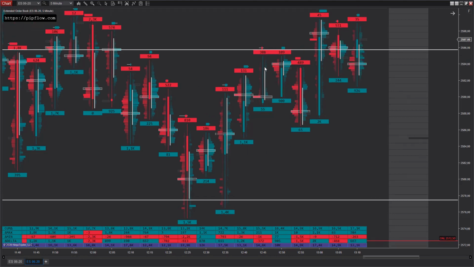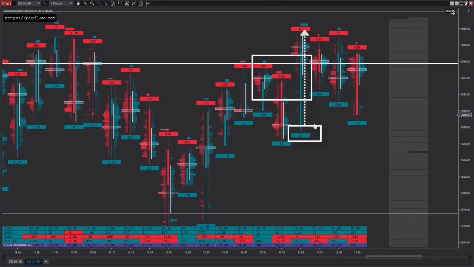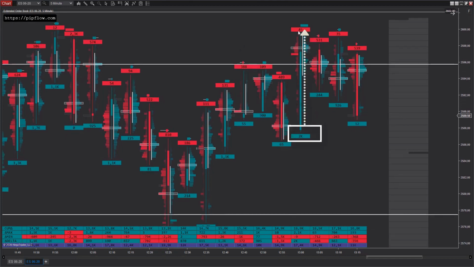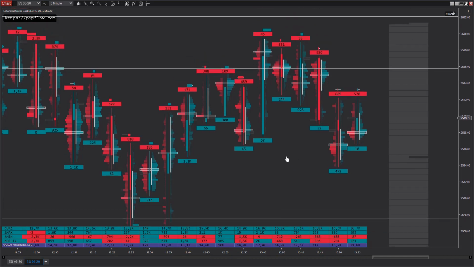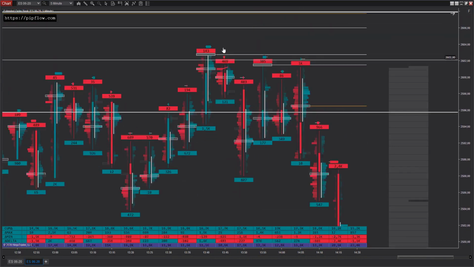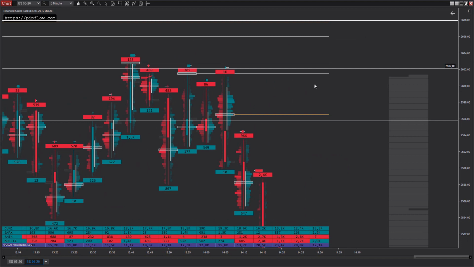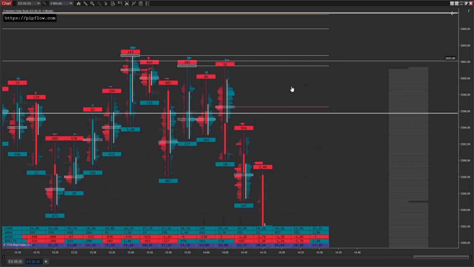In addition, some features that we can always configure in the footprint would be naked POC and naked unfinished auctions, that are auctions not finished. Here at the top, this white line that projects to the right are unfinished auctions. This gold line that projects to the right are naked POCs. Naked POCs act as magnets for the price. Unfinished auctions also act as attractors of the price, but based on another phenomenon that is a position in the market that is not yet closed.